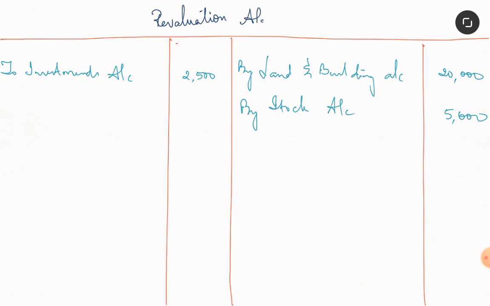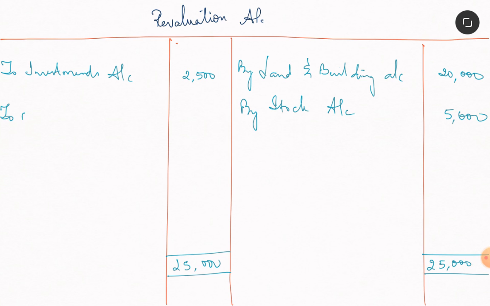Okay, so there are no other changes in the values of our assets and liabilities. So let's close down the revaluation account. Total of revaluation comes to rupees 25,000 and the balancing figure is rupees 22,500. And this amount of 22,500, we have to divide in the old profit sharing ratio amongst your partners. That is ratio of 2:2:1.